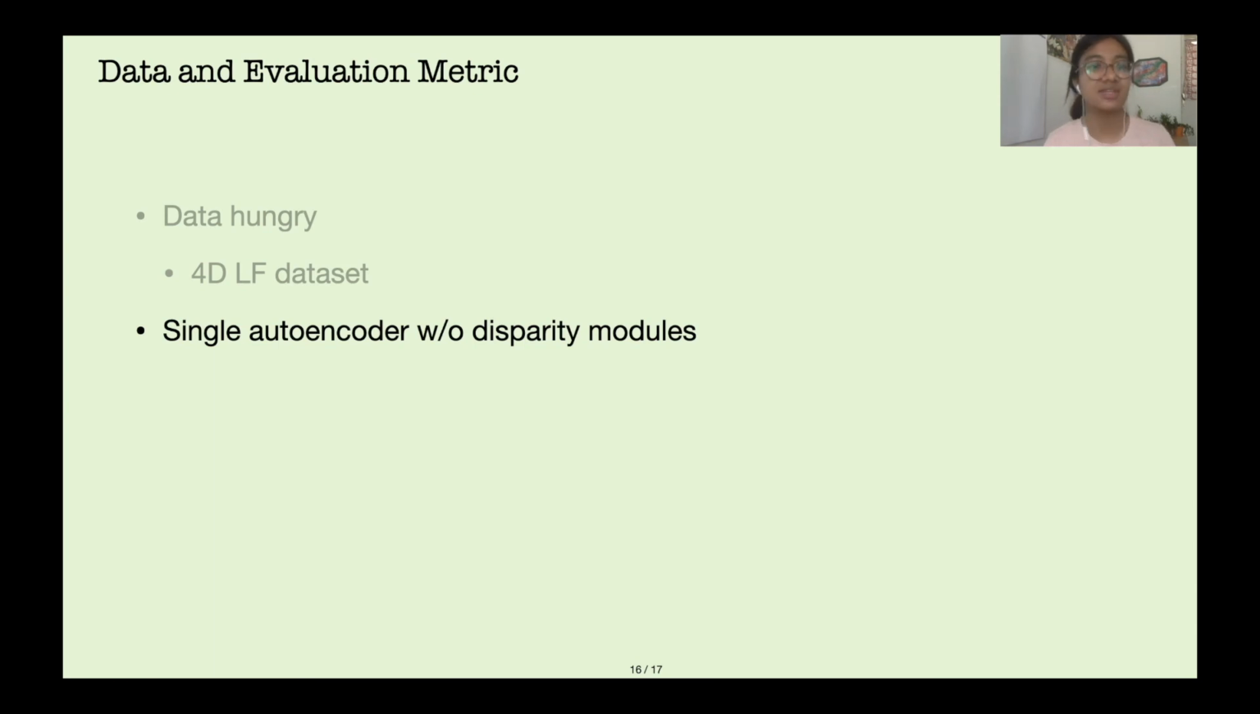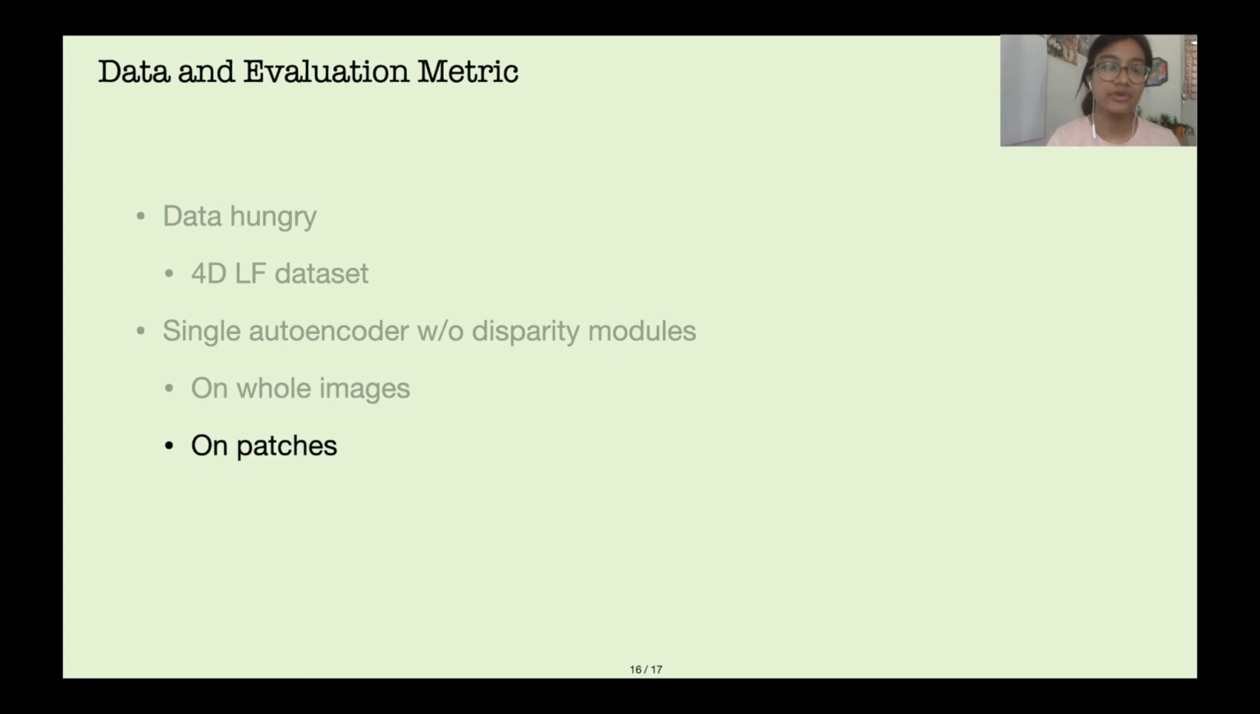As part of our ablation study, we also tried to train a single autoencoder without any disparity modules. Initially, we tried to train on whole images. Now, the reconstructions were very blurry, and the disparity was being learned in only one dimension, the horizontal dimension. So this could be due to the input-wise row structure of our model. So it learns the disparity of the row but cannot find the relation between the different rows. However, when we increase the amount of data by training on patches, the model's reconstructions are still blurry, but it learns the disparity in both dimensions.